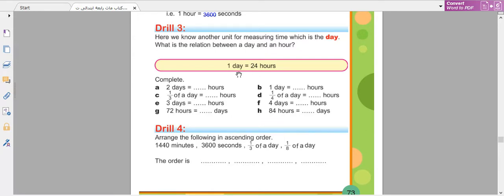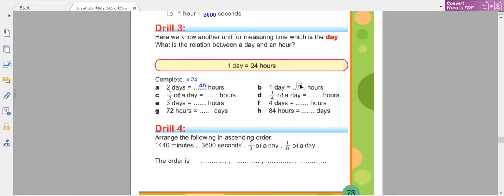Here we have another unit of measuring time, a day. 1 day equals 24 hours. If we have 2 days and I want to change them to hours, what operation will I use? I will use multiplication operation, so I will multiply by 24. 2 times 24 equal 48. So 2 days equal 48 hours.